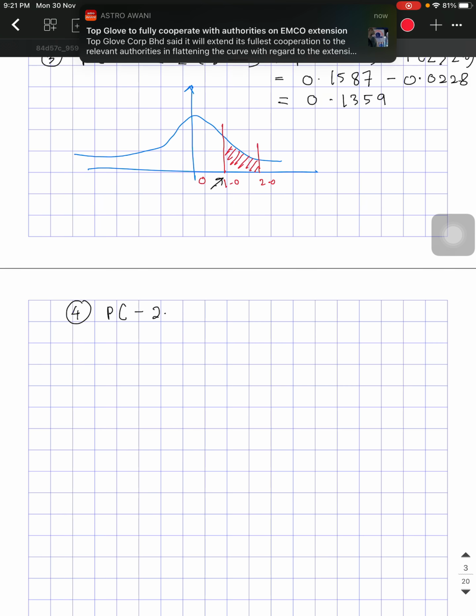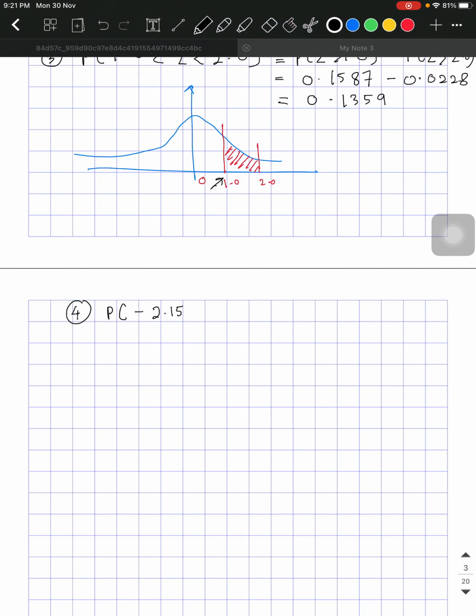P(-2.15 ≤ Z ≤ 0.5). Okay, I want to make sure that this, less than or equal to or more than or equal to, they have nothing to do with it. Okay, so it is the same whether you write it like this or like this.